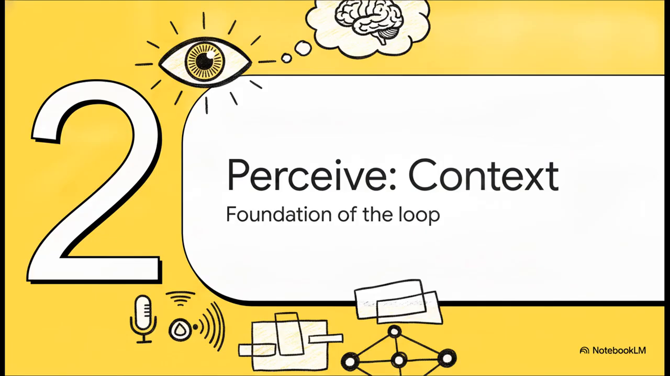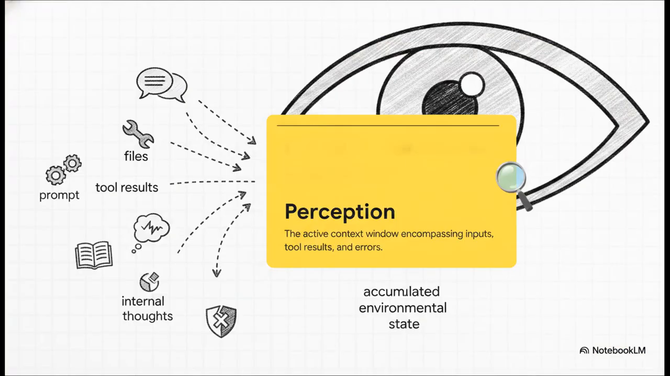gathers its context. An AI agent, no matter how insanely sophisticated it seems, can only act on what it can actually see and process at any given moment. Now look closely at how we redefine perception here, because it's a real game changer. When we talk about standard AI, we usually just think about the initial prompt. You type a question, the AI answers. But for an agent, perception is so much more.